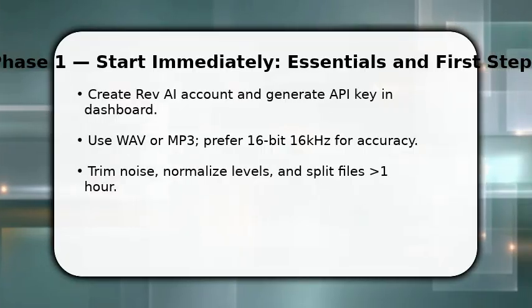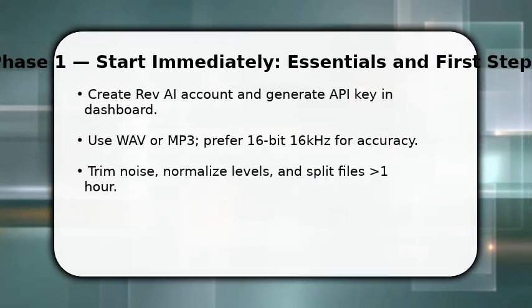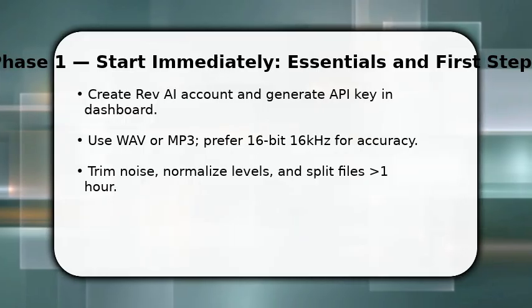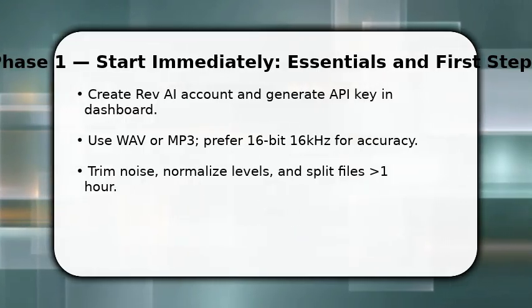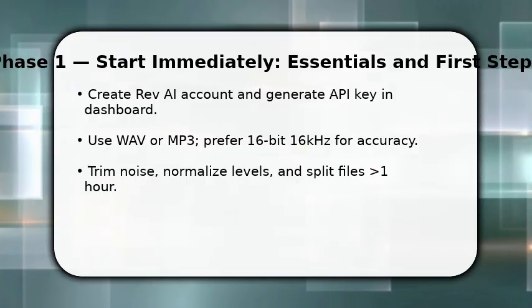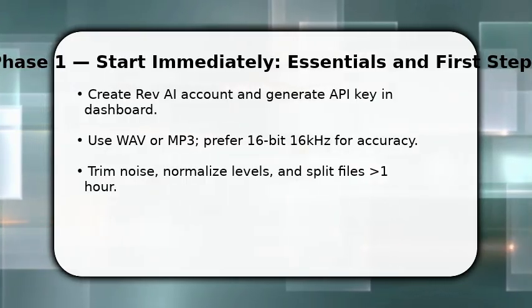You start by obtaining your RevAi API key and preparing audio so the service can transcribe reliably. First, copy the key into a secure environment variable or secrets manager so you don't hardcode it. Then, convert files to WAV or MP3 and normalize levels.